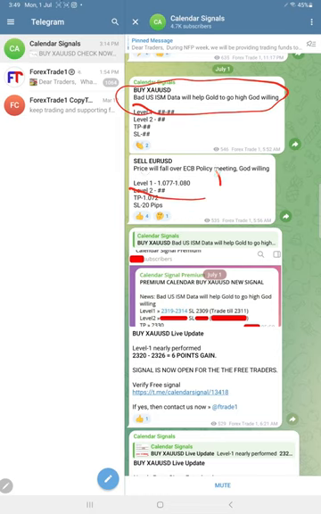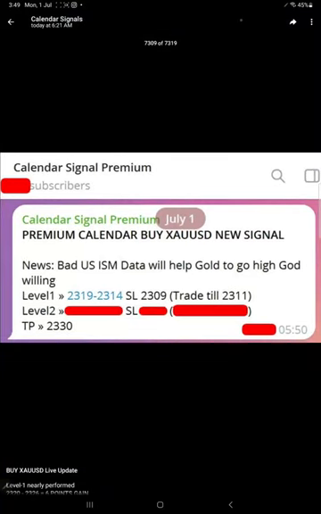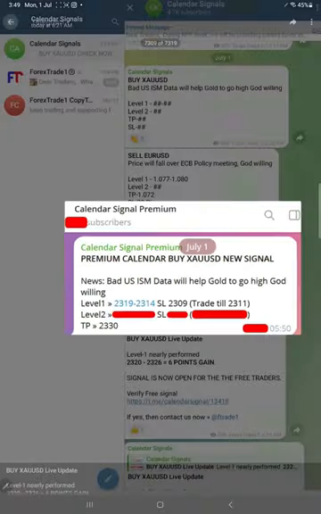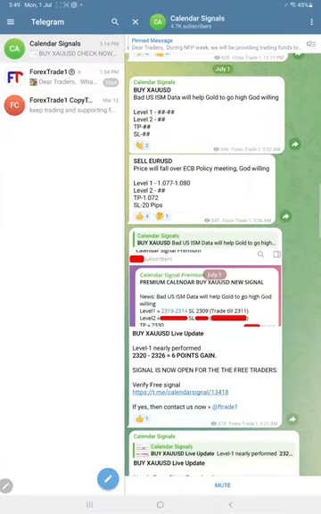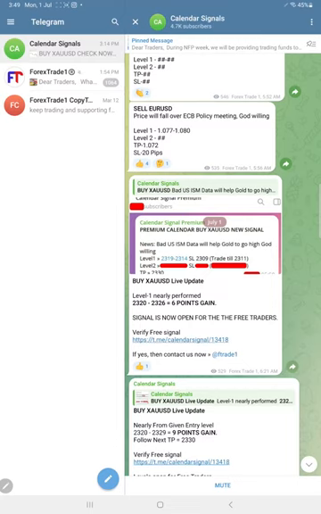First level we showed for our free followers to take benefit from it. We revealed the first level in our free message. And here is the screenshot from our premium channel where we revealed level 1 of the gold signal. This signal was posted in the premium channel at 5:50 a.m. GMT. This signal was later shared in the free channel for our free followers to take benefit from it.